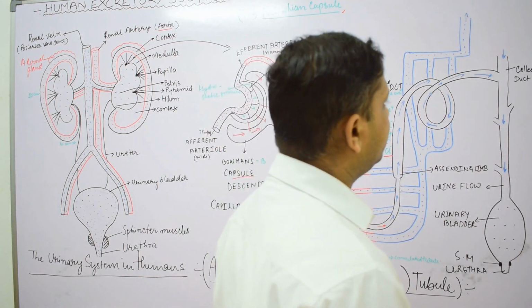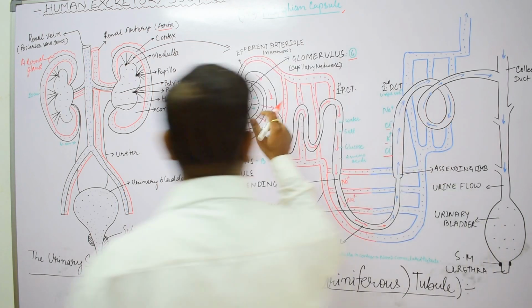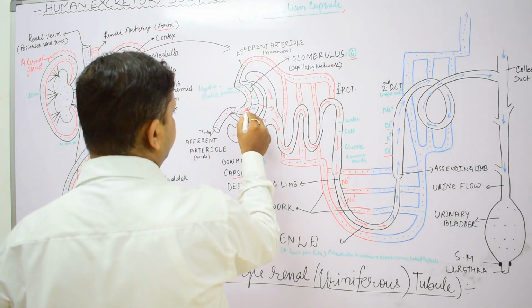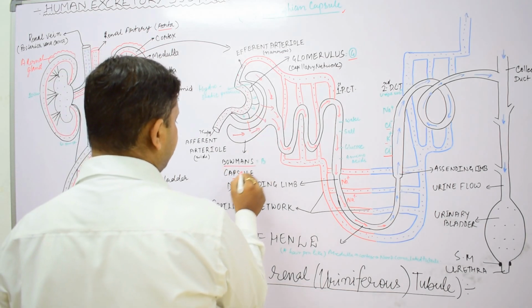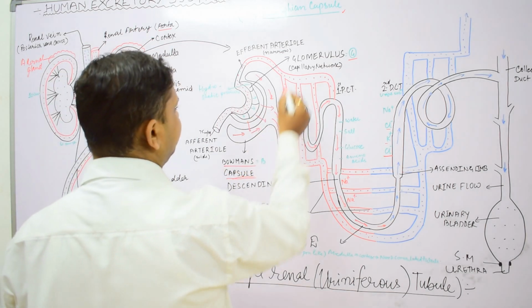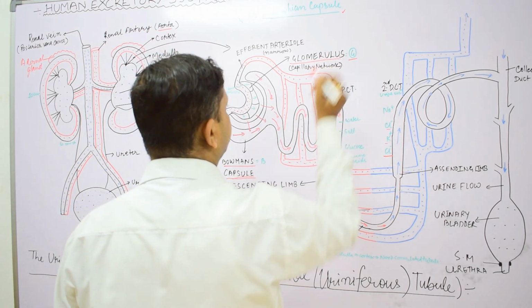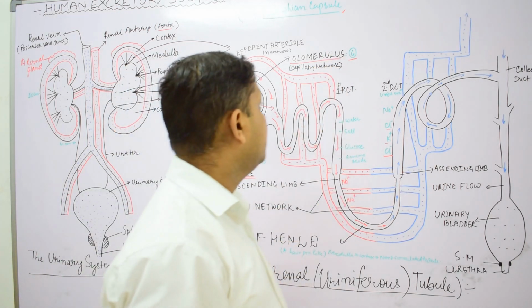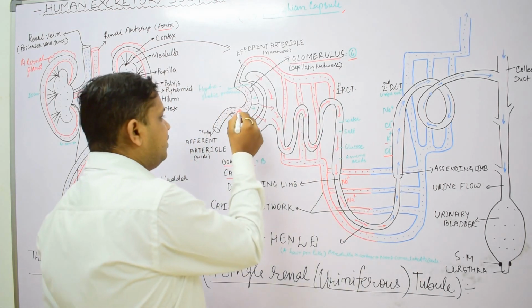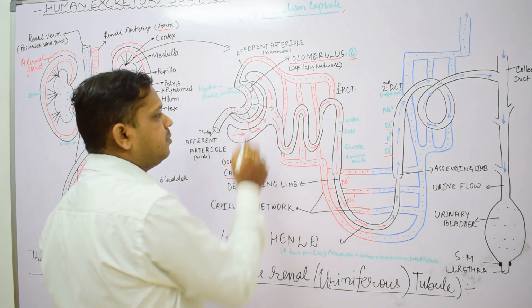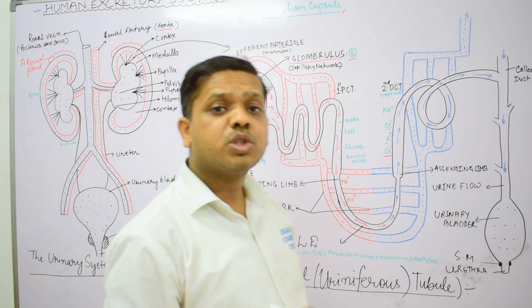Now we'll understand one more thing. In ultrafiltration, as we have seen, the glomerulus and Bowman's capsule are involved. The second important thing to understand is how filtration takes place with the help of a process known as osmoregulation.